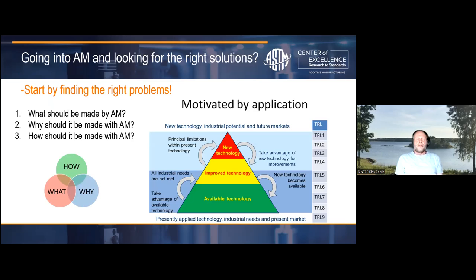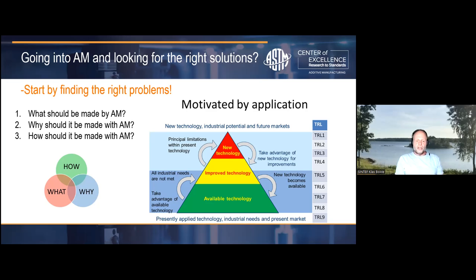So if you're looking into how you're going to use AM, you need to think about what is the right solution, and then what is the right problem you need to solve by AM. Many times I've said that additive manufacturing is a fantastic solution to the problem you didn't know you had. And that's also a bit of a challenge. So first of all, you need to figure out what should be made by AM and why you should make it by AM. Then you should start to think about how it should be made by AM. So you need to address the problems in several steps and in the right principles.